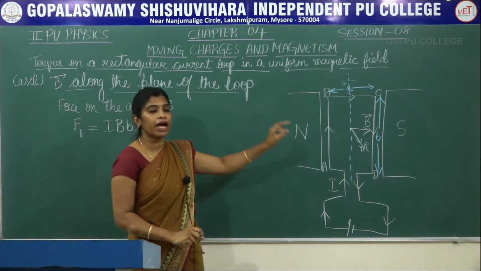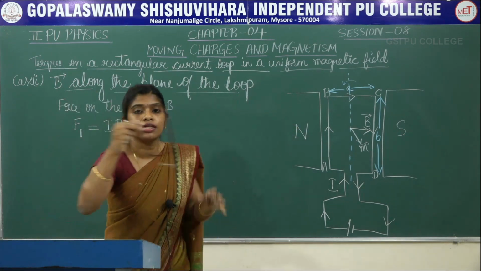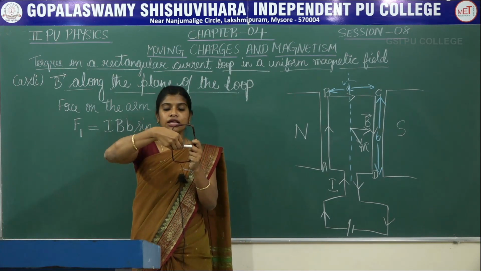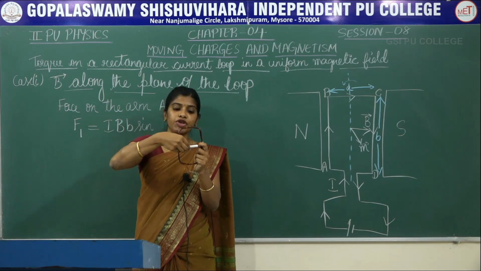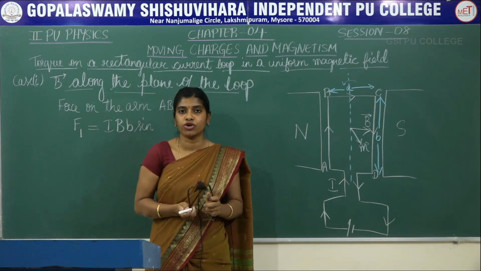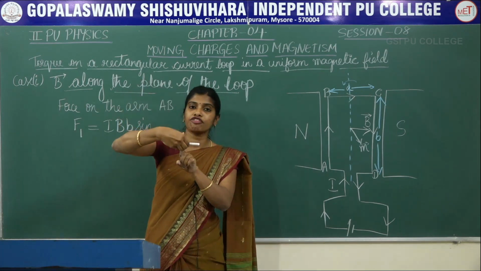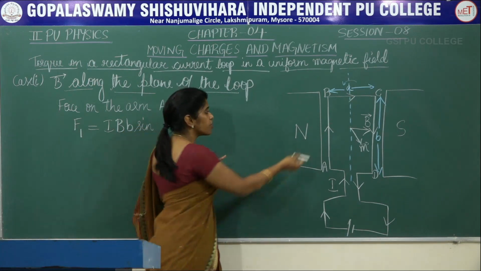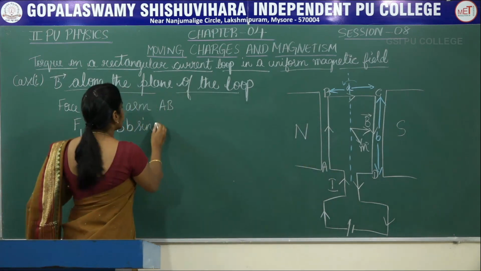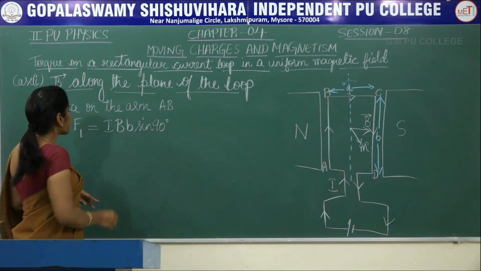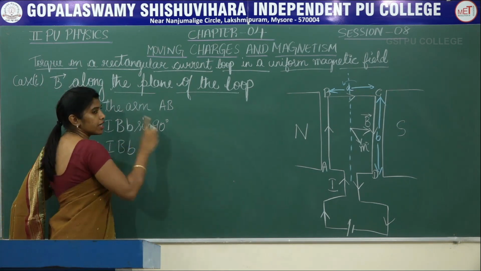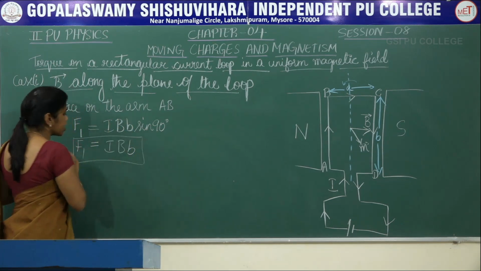What is the angle between the magnetic field and the length element? Now, this is AB. The magnetic field is somewhat like this. Can you guess the angle between the magnetic field and this length element? They both are perpendicular to each other, because the magnetic field is in this direction. It is perpendicular to this length element. Therefore, this is 90 degrees. Now this F1 will be equal to IBb, sine 90 is 1, therefore this is F1.